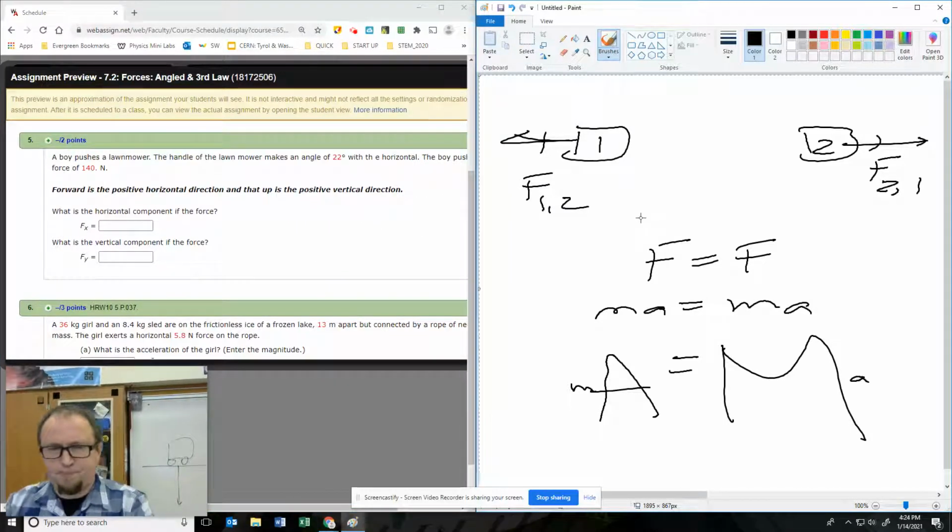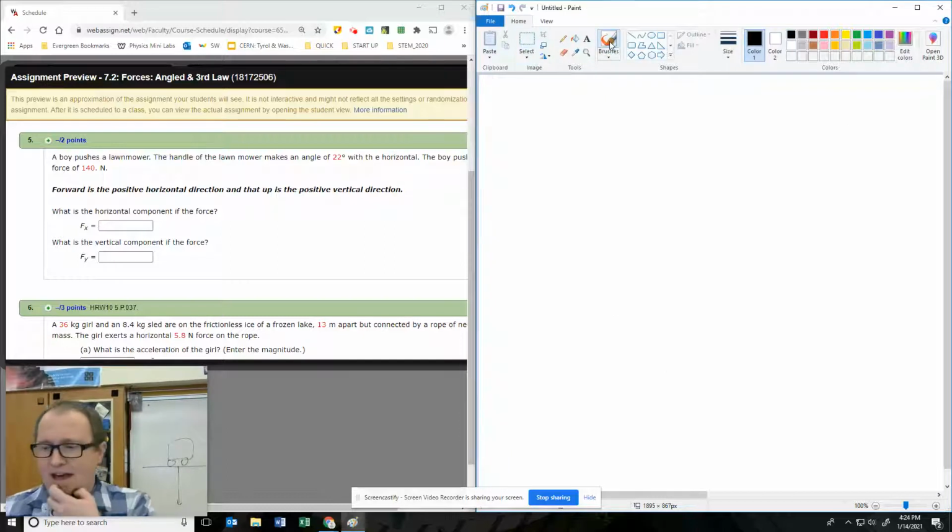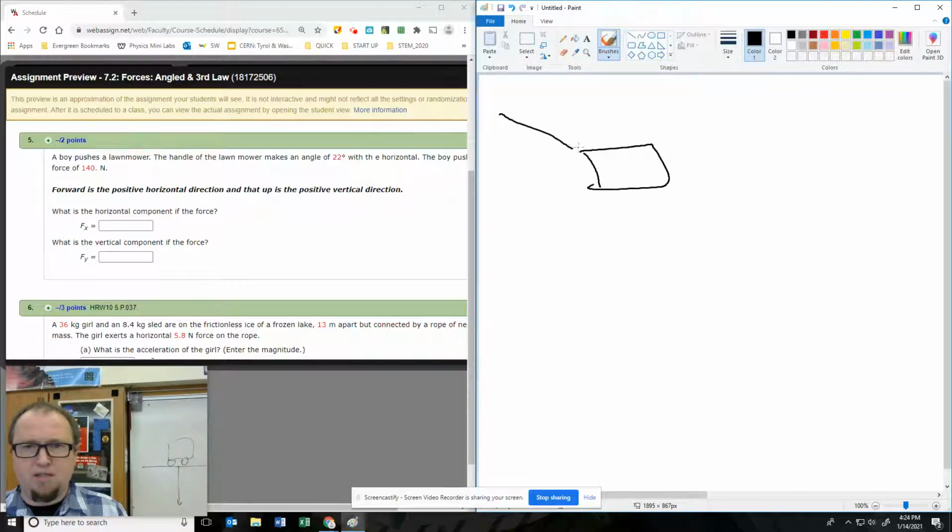Now we get to number 5. Again, number 5 is we have a boy pushes lawnmower. Good job, boy. So he pushes it into the ground at 22 degrees with the horizontal. The boy pushes with a force of 140.